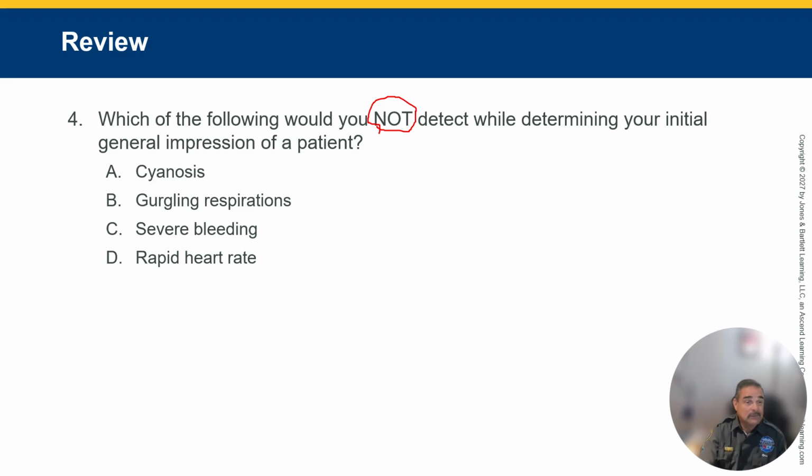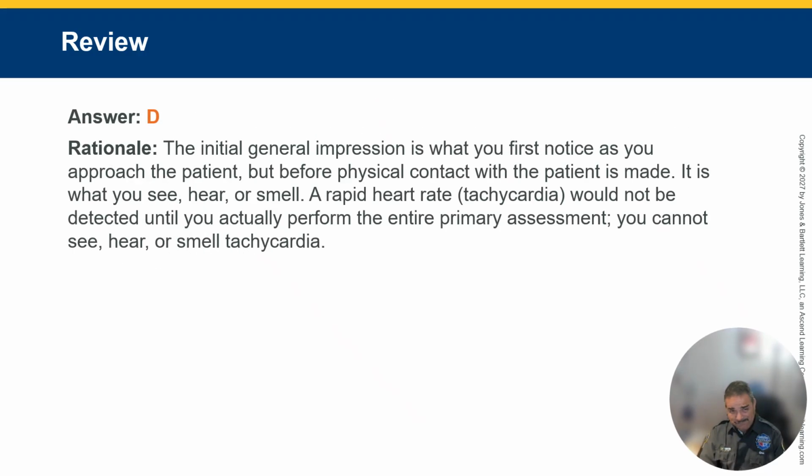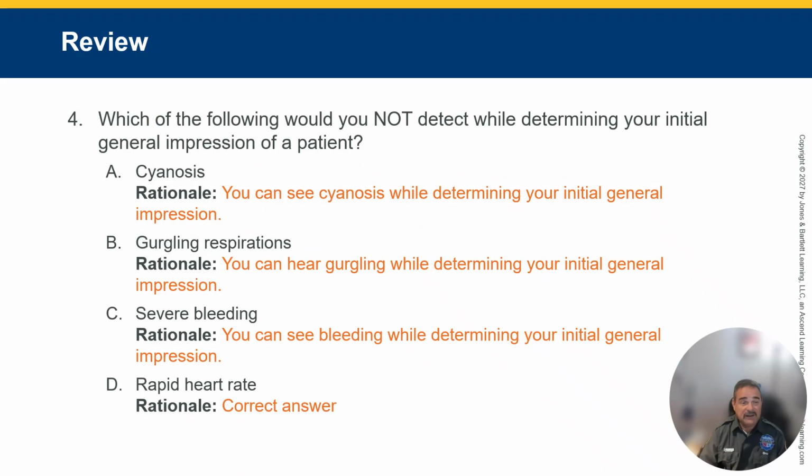Not. This is something you're looking for, or something that you can hear, that kind of thing. Not something you have to sit down and count. Okay. If you said D, you're correct. You have rapid heart rate, you have to sit down and count it. You got to detect it somehow. So we're talking about general impression. This is your walk up. This is what you first see. You haven't done anything. It's just what you're seeing. Rationale.